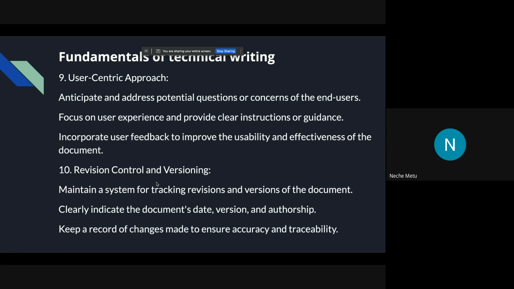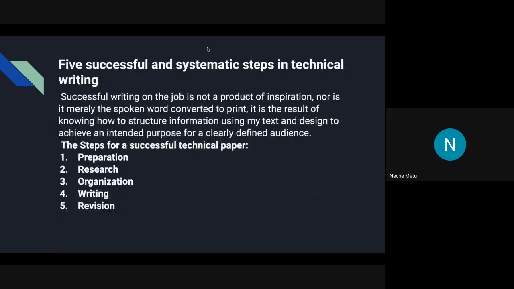Then you have to review, revision and control and versioning. You have to maintain a system for tracking the revisions and versions of the document. You have to clearly indicate the document date, version and authorship, and then keep record of changes made to ensure accuracy and traceability. So it's important that you actually keep record of your changes.